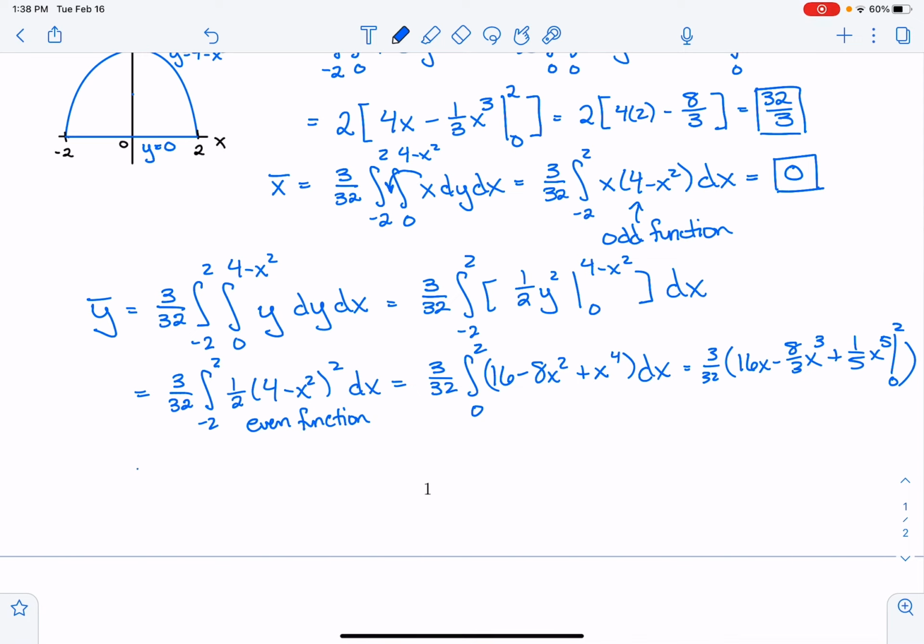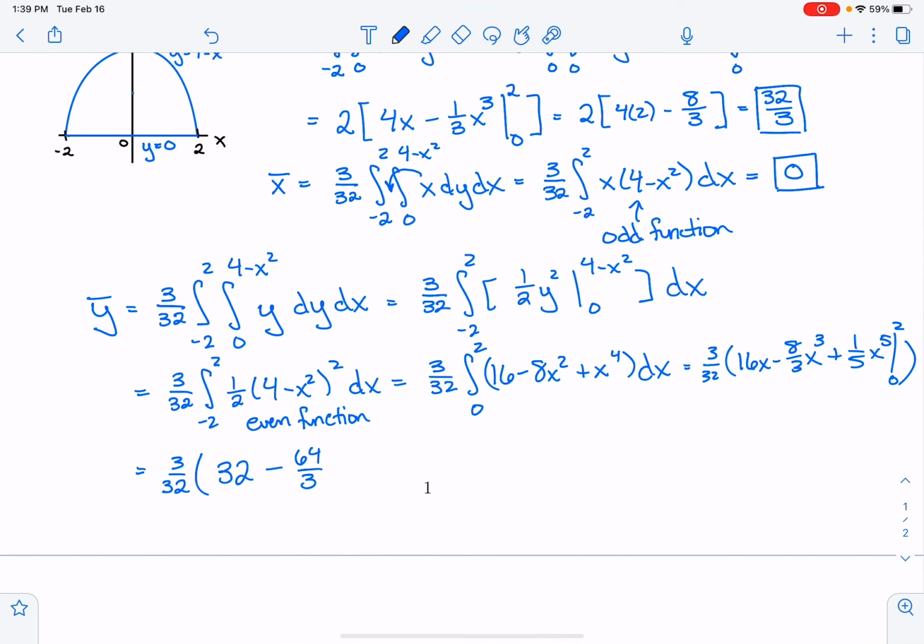So finally, we're going to get 3 over 32. Now I'm going to substitute in 2. So I'm going to get 32 minus 8/3 times 2 cubed, which is 8. So that's minus 64/3. And then I'm going to get plus, and then 2 to the 5th is 32, so 32/5. Now, if we work all of that out, add those all up, we're going to get 8/5. So the y-coordinate is going to be 8/5.